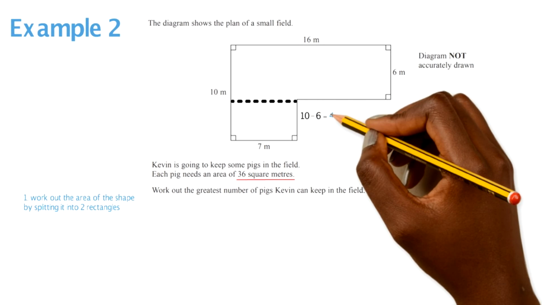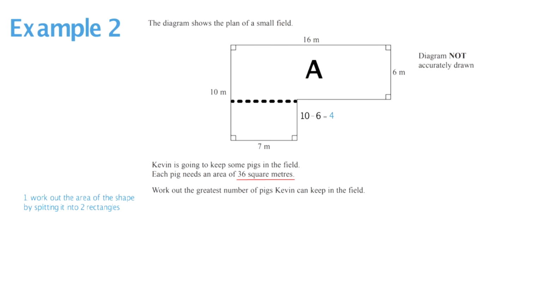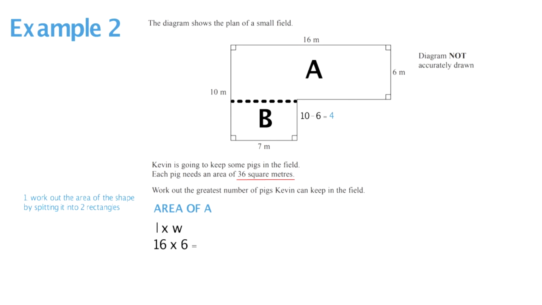So now we need to work out the other height. That would be the 10 meters minus the 6, which is 4. So that part is 4 for shape B. And then we already have all the other lengths for shape A. So the area of shape A is length times width. So it's going to be 16 times 6. And that would give you an answer of 96.